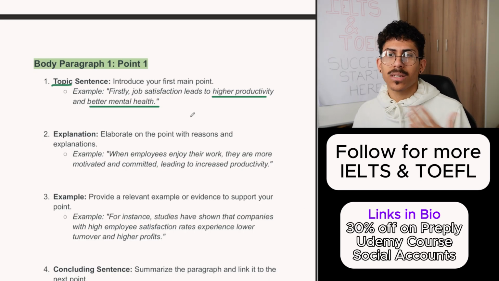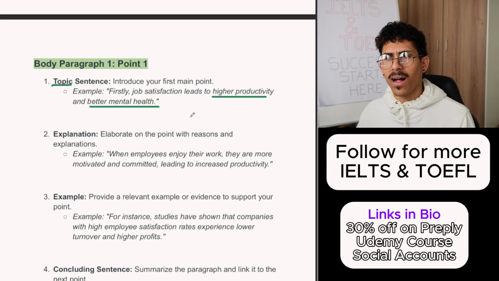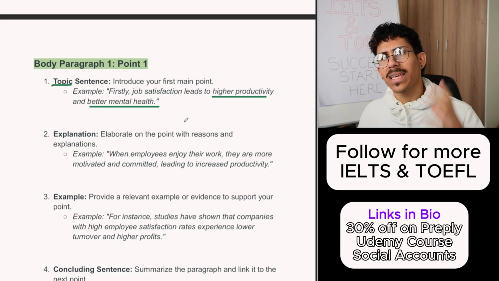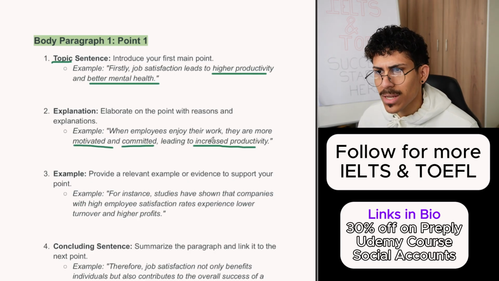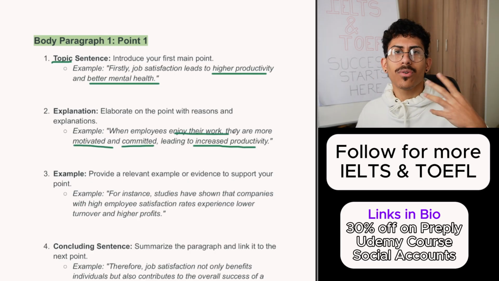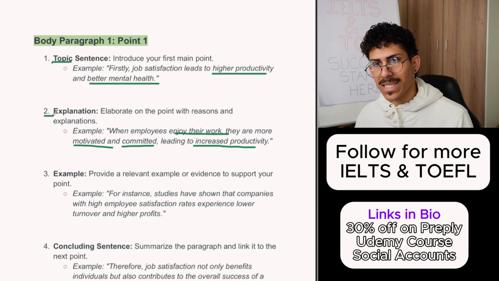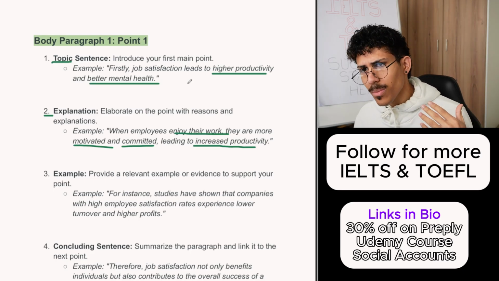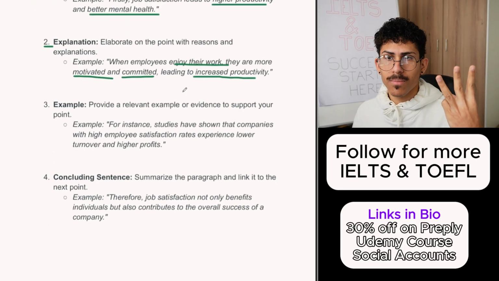Why is higher productivity, which seems very straightforward, why is better mental health a benefit, right? Why should your workers be mentally good? And the reasons: it increases productivity, commitment, motivation, they enjoy their work. You're giving some explanations, you're elaborating. That is the second part of your body paragraphs, right? Topic, reason, next, example. Right?